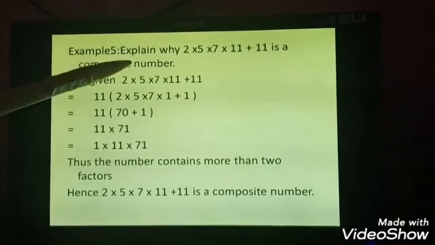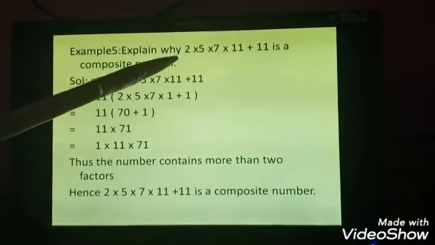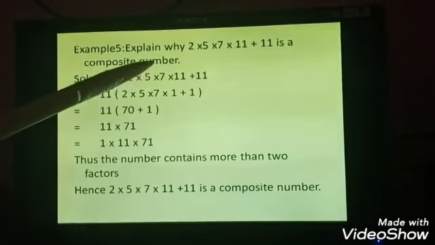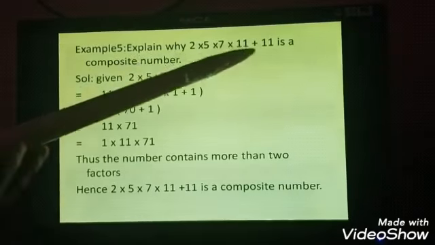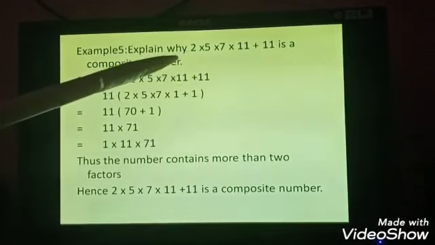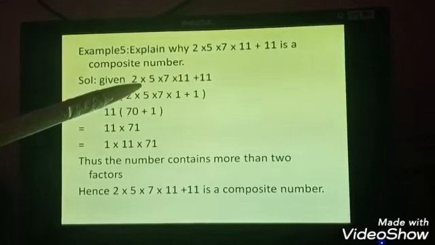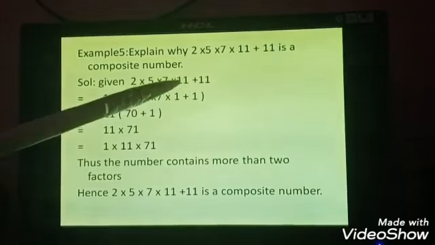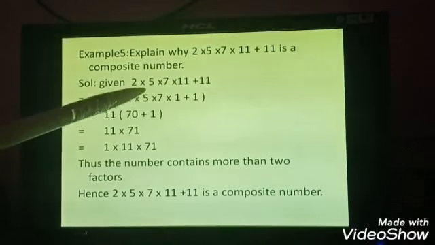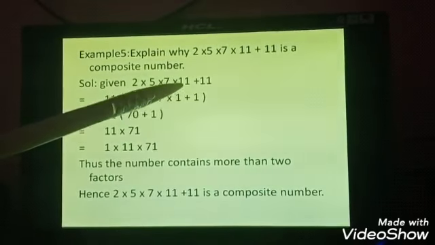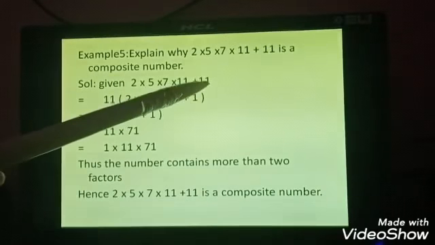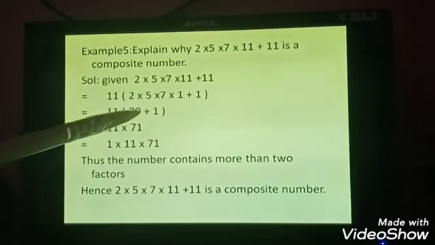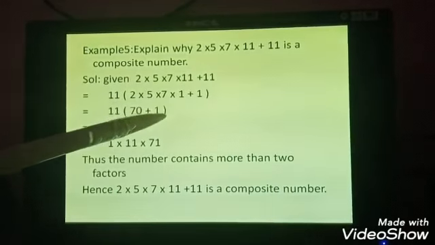Next example: explain why 2 × 5 × 7 × 11 + 11 is a composite number. This is one term, and this is the second term. So the given number is 2 × 5 × 7 × 11 + 11. So 11 will be taken common. The 2, 5 and 7 will remain, and instead of each 11 there will be 1. So it is 11 × (2 × 5 × 7 + 1), that is 11 × (70 + 1).